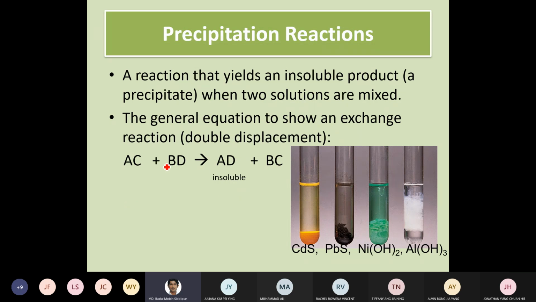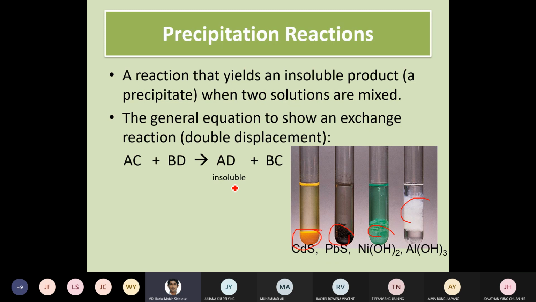When we add two different types of chemicals, both of them are liquid, right? Both of them are in aqueous phase. But when they are added together, they will produce some precipitate. In this way, we can see cadmium sulfide, lead sulfide, nickel hydroxide, aluminum hydroxide. So these types of solids will be precipitated out of that solution, I mean, the liquid phase.